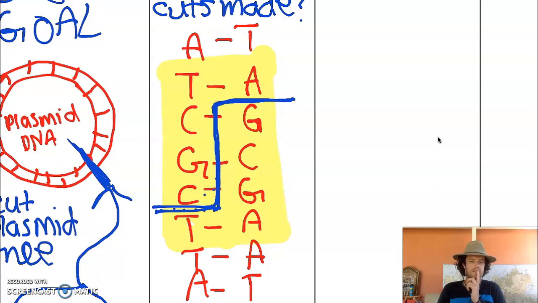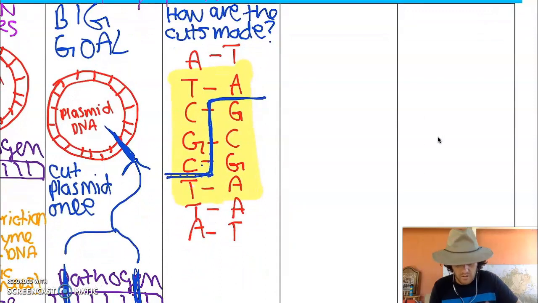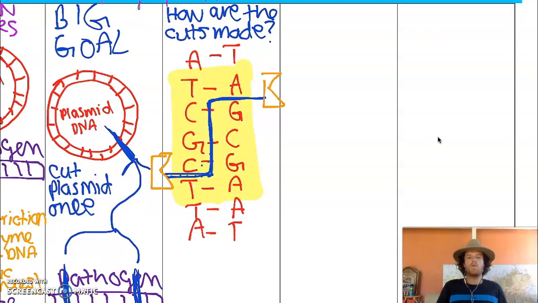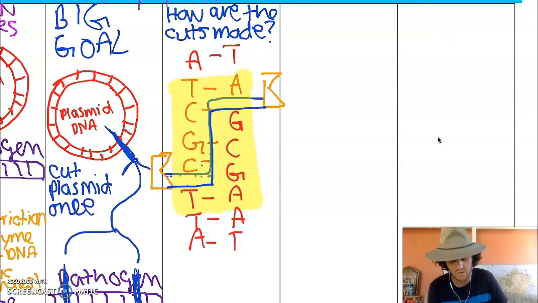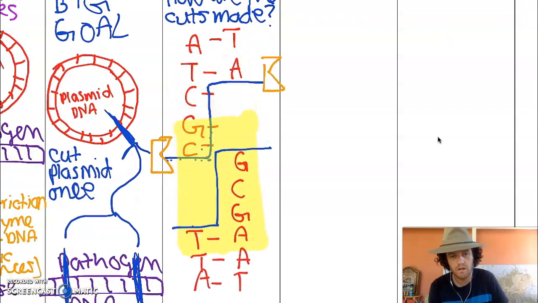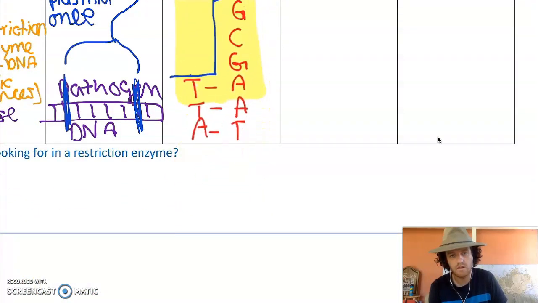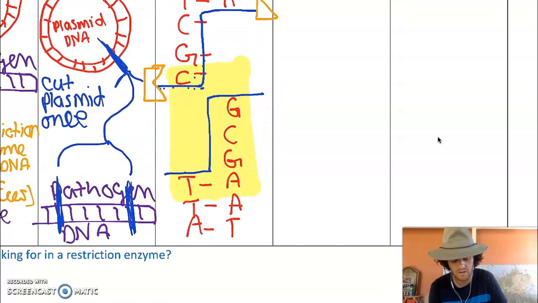Now, why is this zigzag so important? And really quickly, I do want to draw in that this is my restriction enzyme that makes this cut. Why is that zigzag so important? Well, once this cut is made, all my bases on the bottom part of that cut are going to be pulled away from the bases on the top part of that cut.